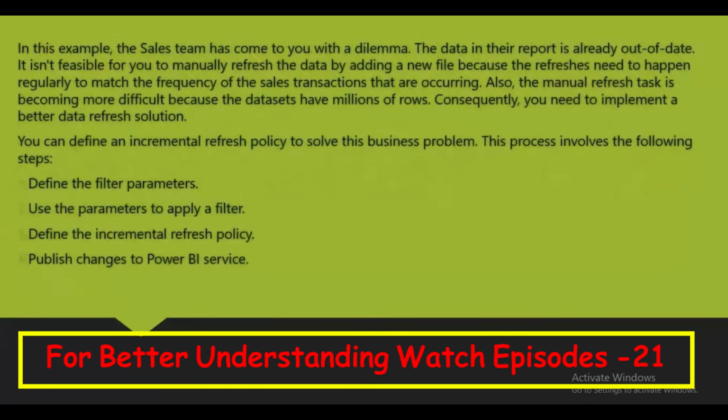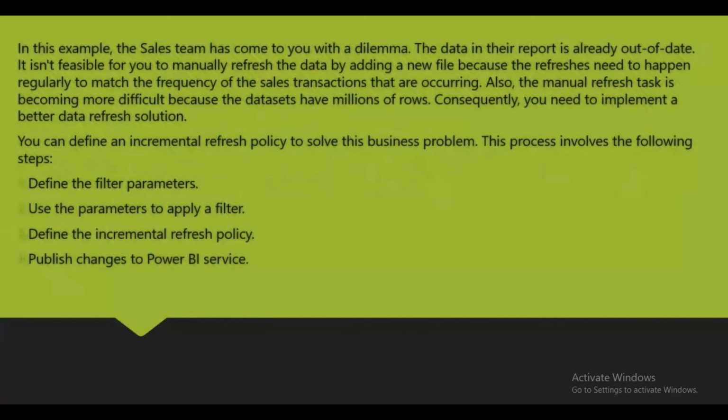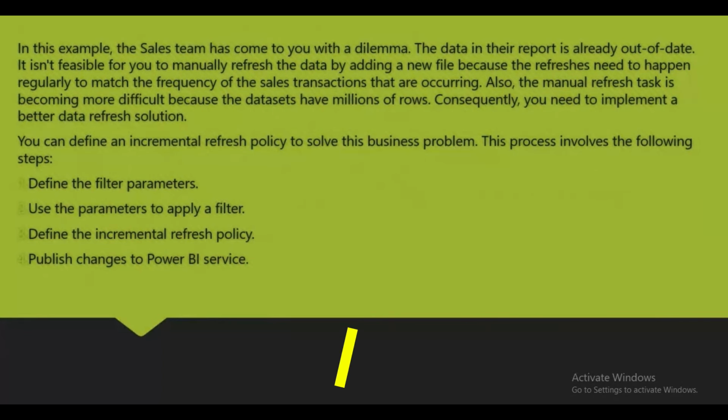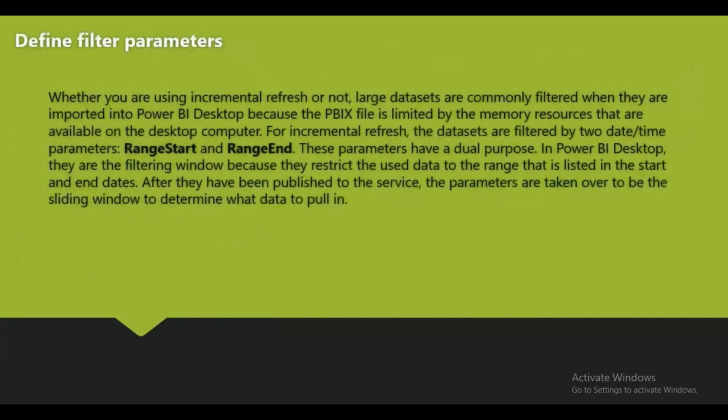For that, we have to do 4 steps. I'll tell you one by one. The first step is to define the filter parameters in your data set, which we'll do using the Power Query editor. Then use the parameters you have created to apply the filters on your data set. Define the incremental refresh policy, and then finally save and publish the changes to your Power BI service, so that it can be configured on the cloud. Great.